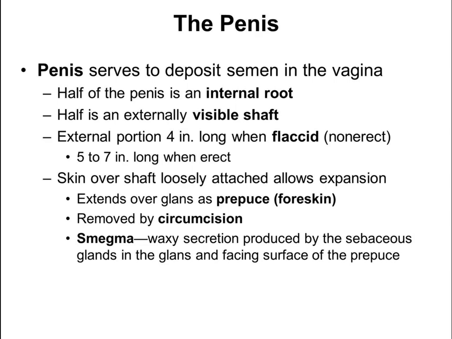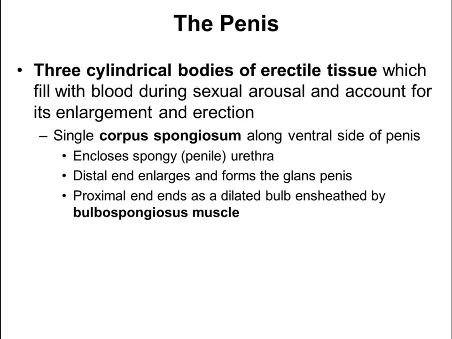It extends over the glans as the prepuce or the foreskin, which is sometimes removed by circumcision. And smegma is a waxy secretion produced by the sebaceous glands in the glans and facing surface of the prepuce. There are 3 cylindrical bodies of erectile tissue, which fill with blood during sexual arousal and account for the enlargement of the penis, or what we call an erection.